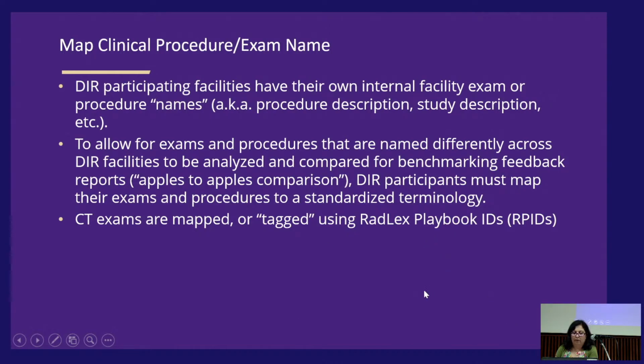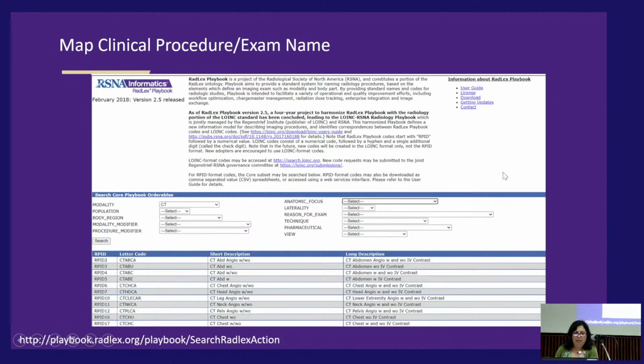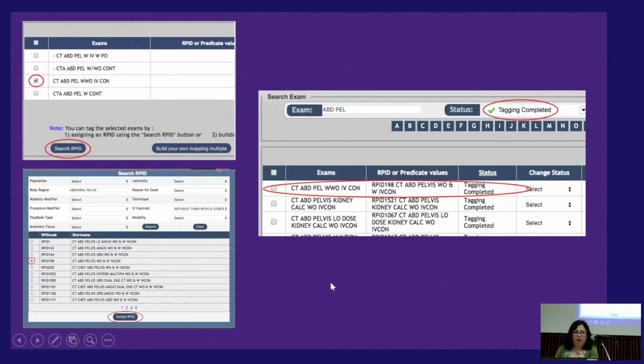And again, we went through a really wonderful exercise yesterday on how to do that. I will not waste time. Sam, again, did a great job yesterday, but this is the same screenshot that he showed yesterday of the RadLex Playbook, where you can pick what you want and very easily assign the RPID. And this is what it looks like in the DIR. You pick the exam, you search for the RPID, okay, this one matches really well, and then you assign it, and it says tagging completed.